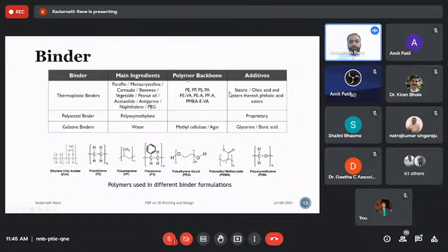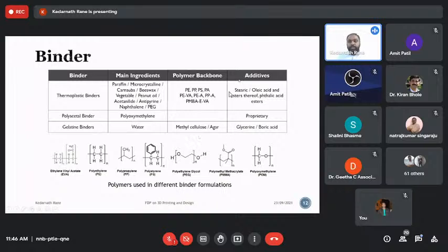And you can see backbone polymers are suitable, because one is a wax component and another is a backbone component of the binder system. Most of them are available commercially. Similar to that, you have glycerine or boric acid binders suitable for this kind of application, also available commercially, and they are termed as eco-friendly binder systems.